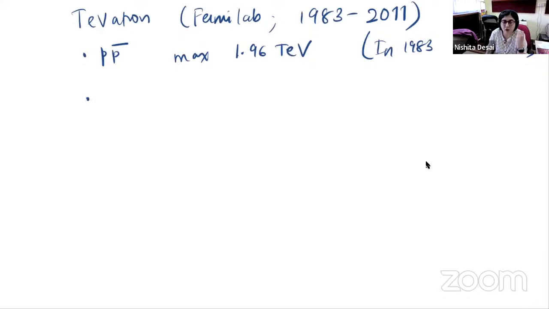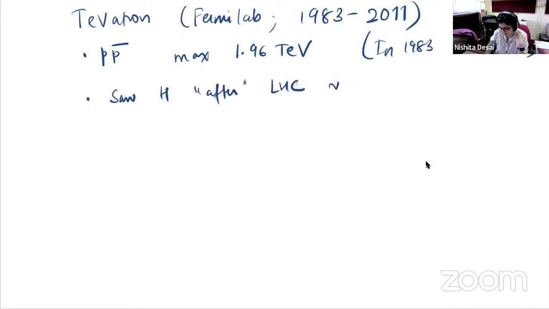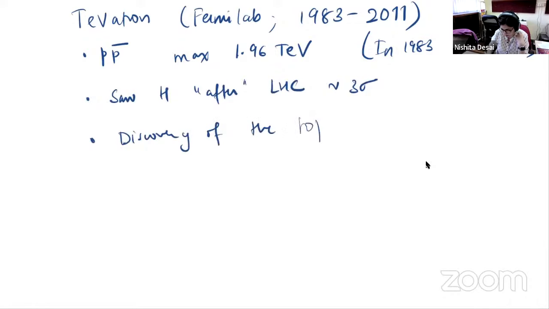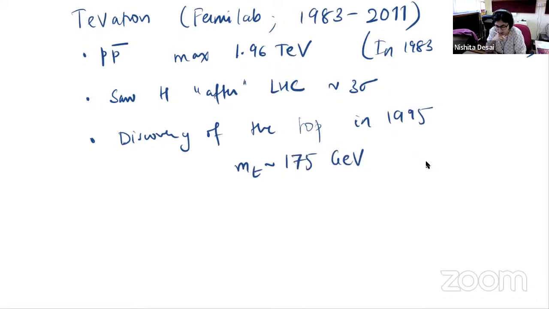And they would also have produced the Higgs, but again, not in enough numbers that it could be seen as statistically significant. So they saw the Higgs after the fact, after the LHC discovered it, at about 3 sigma. Okay. Their main contribution was in the discovery of the top quark in 1995. And the mass of the top is about 175 GeV. So it's the heaviest particle that we know in the Standard Model, and it was very, very difficult to discover.